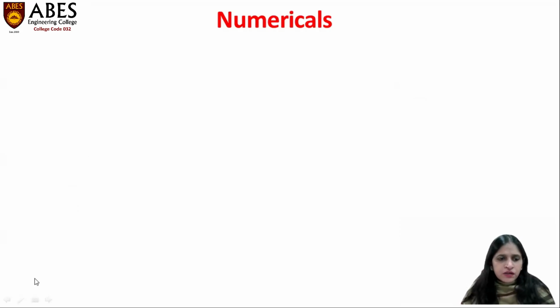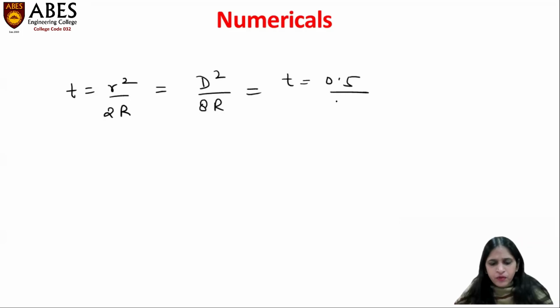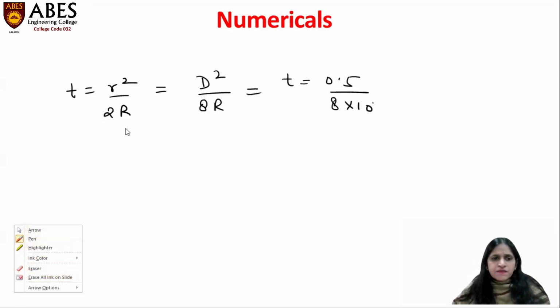Now let us see which formula we have to use. We have to use the formula t is equal to r square upon 2R, that is equal to D square upon 8 into R, the square of the diameter. So we put the value, then t will be equal to 0.5 upon 8 into 10 to the power, sorry, 0.5, just 1 minute, students.